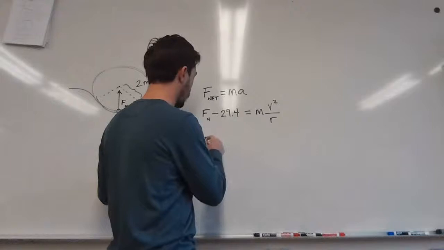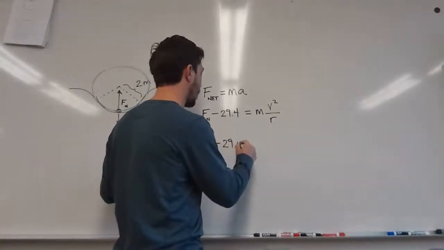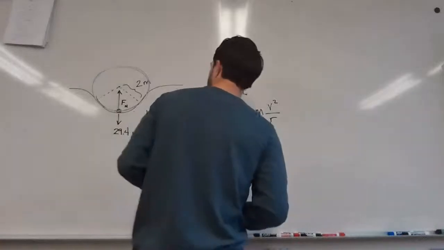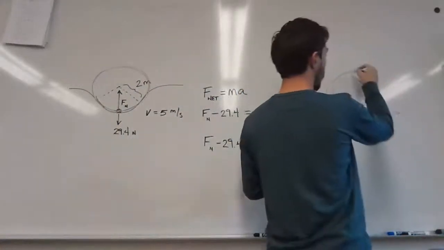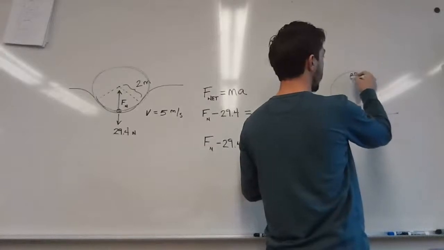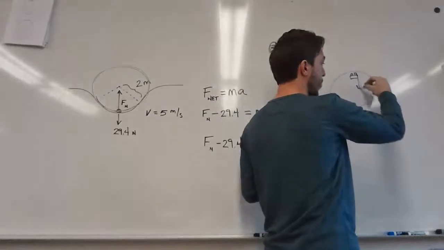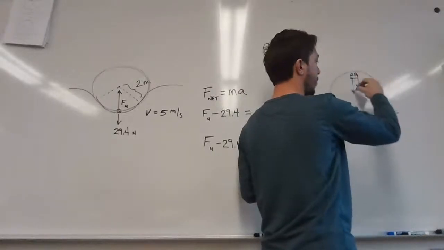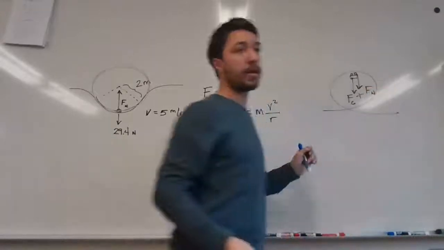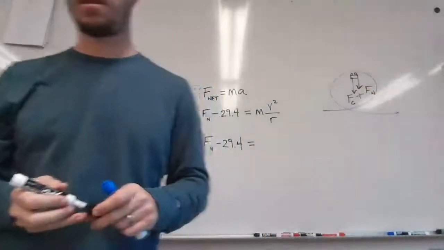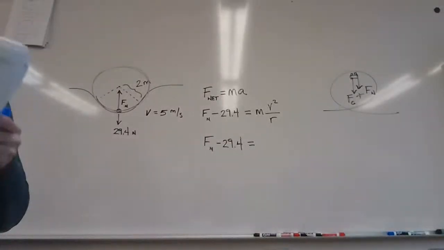My problem was I did 29.4 plus the normal. That would come up if you were, say, going around a loop and you're at the top of the loop like this. The track pushes you this way and gravity pushes you this way, then you would add those up. That would equal mv squared over r. The string in a circle ones. Right.